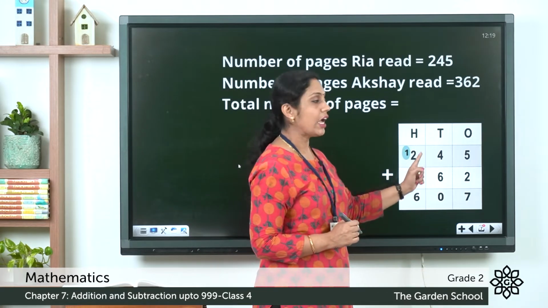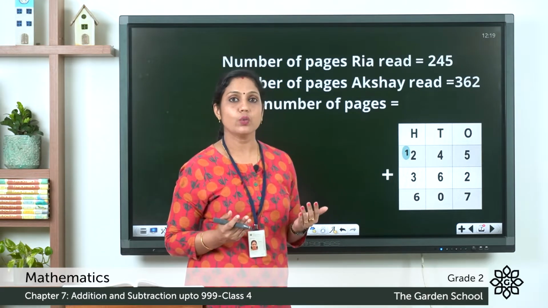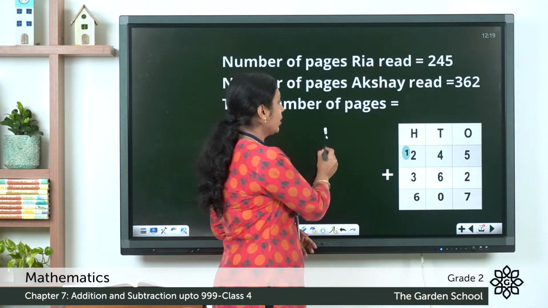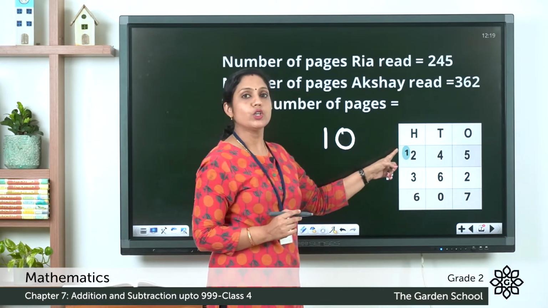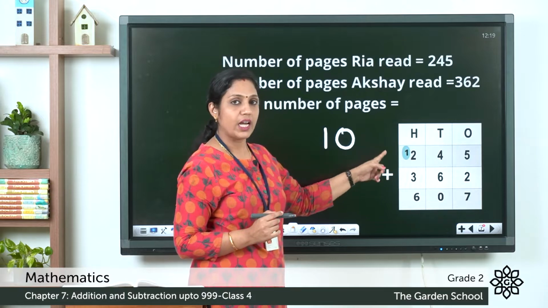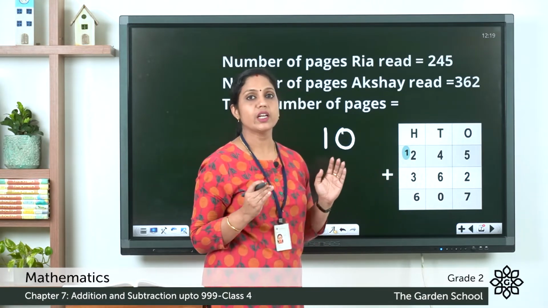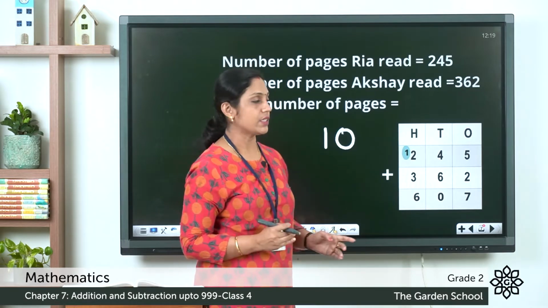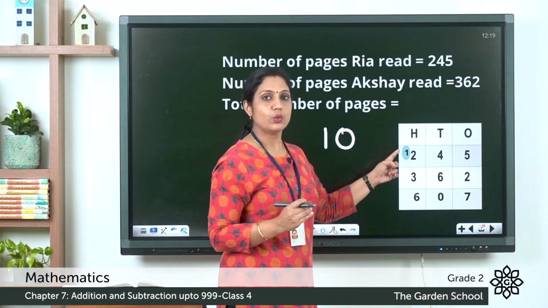In the tens place we have 4 plus 6. How much is 4 plus 6? 4 plus 6 is equal to 10. So that 0 we write it in the tens place and 1 we carry it over to the hundreds place. Now in the hundreds place we have 1 plus 2 plus 3. We have 3 numbers to add in the hundreds place. So first we'll add the first two numbers. 1 plus 2 is equal to 3.